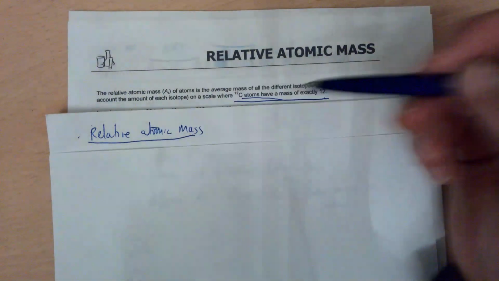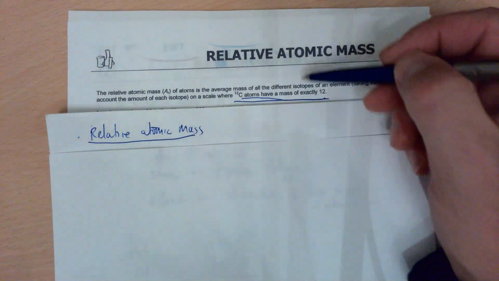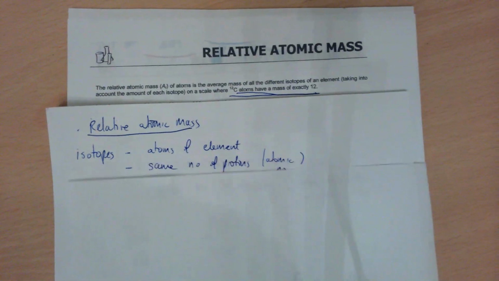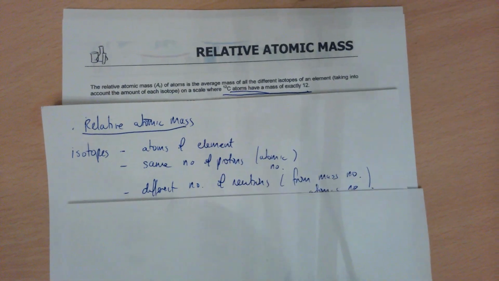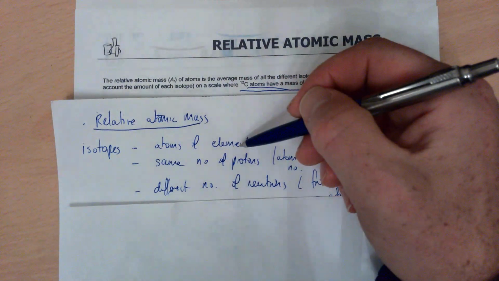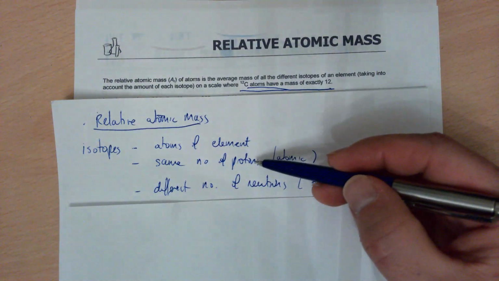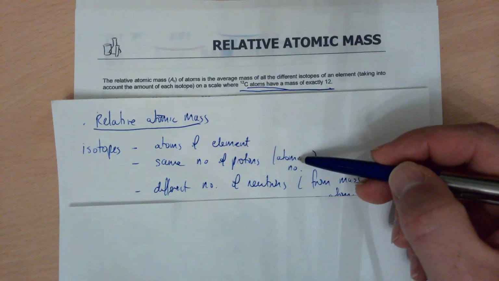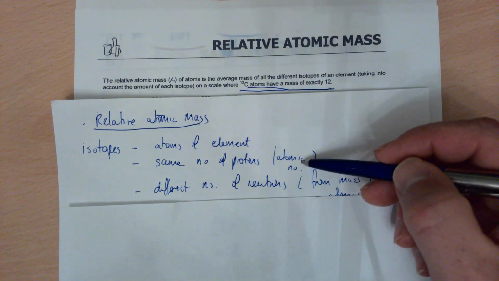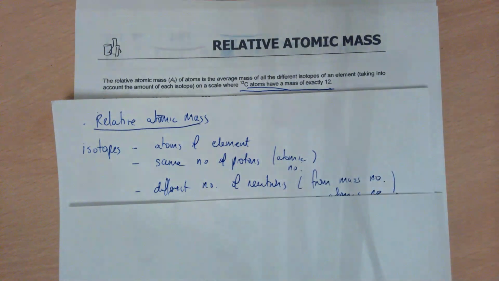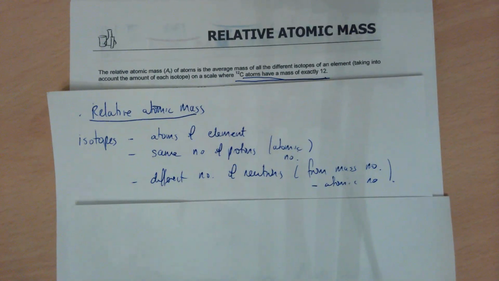So shortly I'll give you a definition of relative atomic mass, which is written up here anyway. But before I do, I'm just going to remind you of the definition of isotopes before we get going. Isotopes are atoms of the same element, which have the same number of protons, which is why it's the same element. The number of protons, by the way, is the atomic number, the small number that you get on the periodic table. And there are different numbers of neutrons. We'll work out the neutrons, remember, from the mass number take away the atomic number.